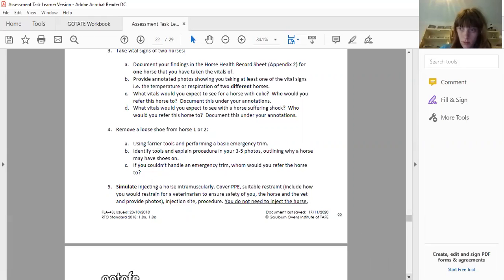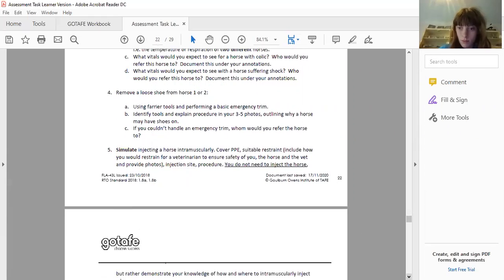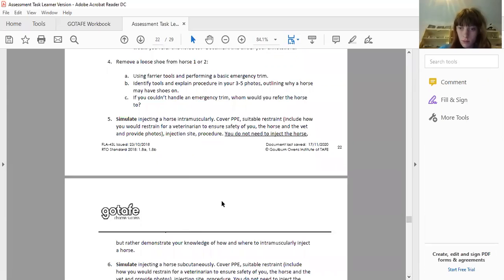Number 5, simulate injecting a horse. So you don't actually have to inject a horse, but what you do have to do is give us videos or act out here at the TAFE going through the process of doing that. So preparing your injection, having the horse safely restrained, indicating where your injection site is, being in appropriate clothing and footwear. So you do not need to inject the horse, but you need to demonstrate how you would go about doing that if you were giving it into the muscle.